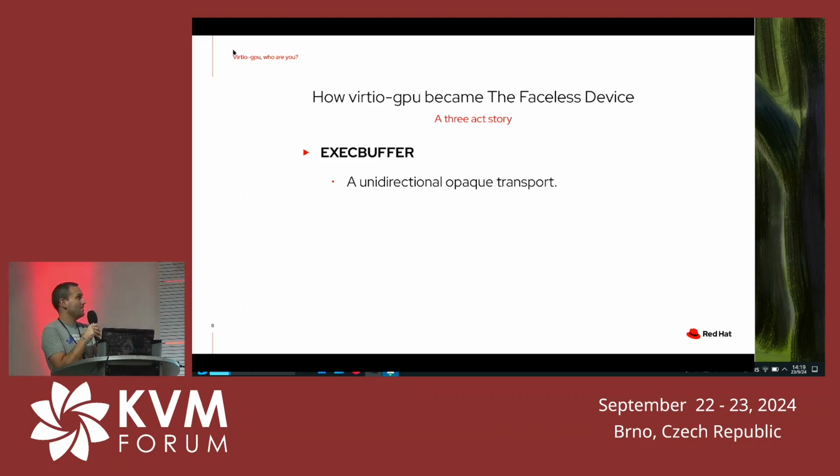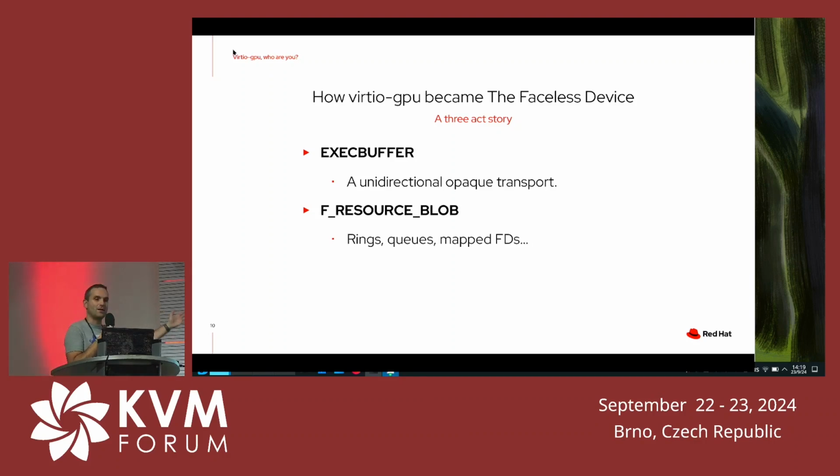Another feature I'd like to highlight is resource blob combined with host visible. Basically, this allows you to register a blob on the host and map it in a memory region that will be shared between the guest and the host. That way, both the guest and the host can share data between them in a seamless way without having to copy it around. What this gives us is the ability to implement rings, queues, and to map file descriptors. And as a side effect, it also means that exec buffer becomes a bidirectional opaque transport because, yes, the guest can send opaque chunks of data to the host, but now the host can reply using shared memory.